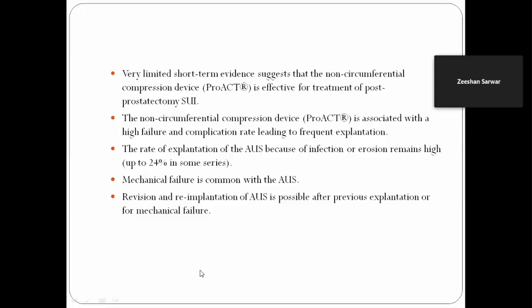Very limited short-term evidence suggests that non-circumferential compression devices such as PROVAC are effective for the treatment of post-prostatectomy stress urinary incontinence. The non-circumferential compression device is associated with a higher failure and complication rate leading to recurrent explantation. The rate of explantation for artificial urinary sphincter because of infection or erosion remains high, up to 24% in some studies.